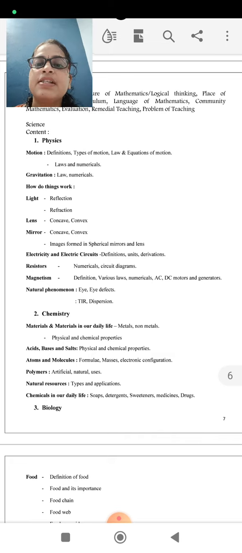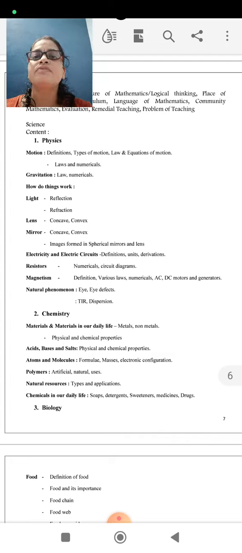The next chapter is gravitation. In gravitation, we have what is gravitation, and acceleration due to gravity on different parts of the earth. Afterwards, we have Newton's law of gravitation. Actually, for GPSTR we have the derivation of Newton's law of gravitation. For TET, knowing the final answer is enough. This gravitation chapter also has some numerical problems.